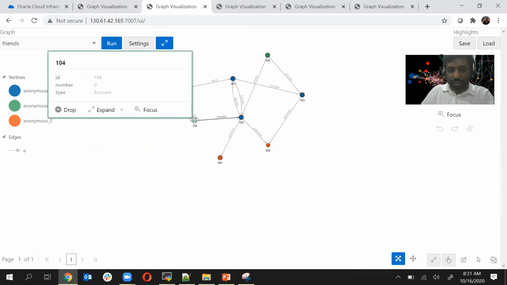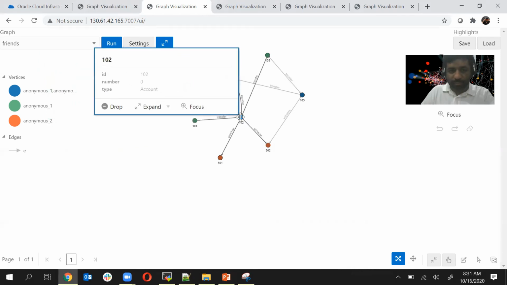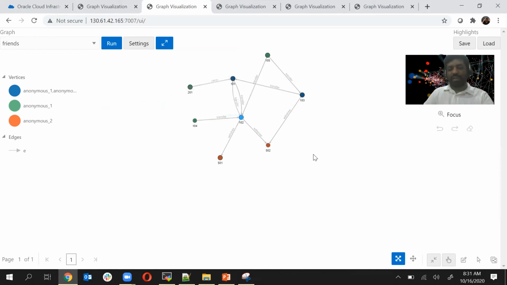If you right click here, you can see that it's an account, this particular account, and you have the account information mentioned here as well. So this is a very basic example of how Oracle Graph visualizes the graph for you in the visualization GUI. Let's try to get into more details now.